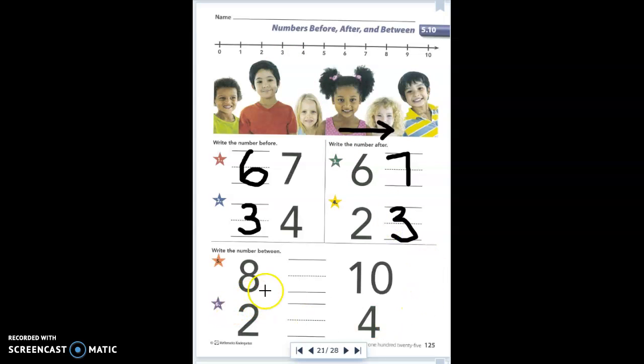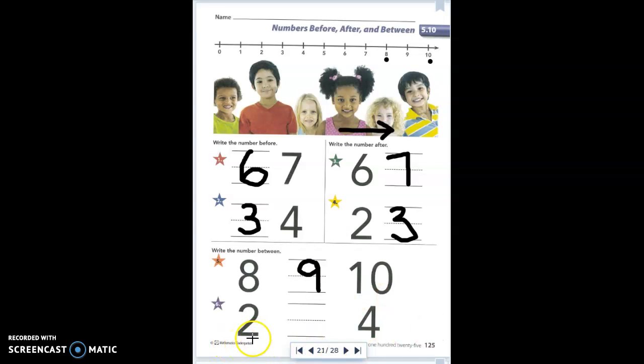Now, at the bottom, they want me to write the number that is in between. So, I have 8, the spot in between, and then I have 10. So I can just count and fill in the missing number, or I can use my number line. So they give me the 8 and the 10. And the number that's in between the two of them is 9. So I would write 9 on the line.